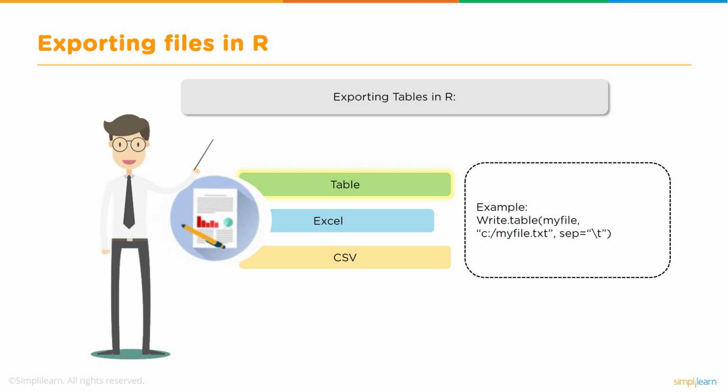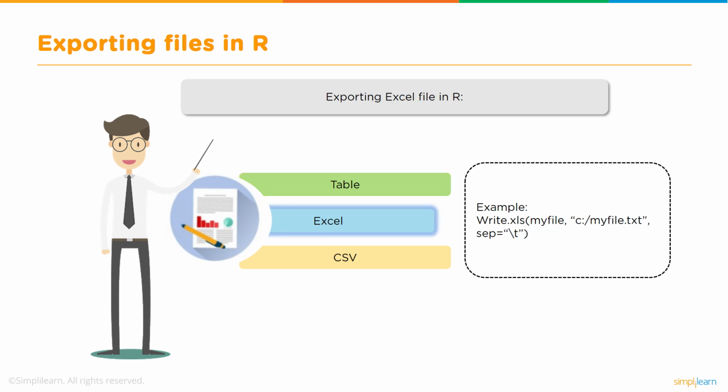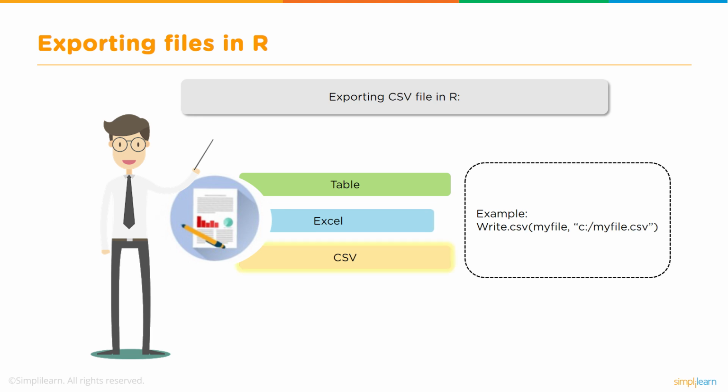And just like it's easy to import the data, you can also export tables in R. So you can see here, write.table, myfile, myfile.txt, comma, sep. And the backslash t just means it's tab separated, so if you're using tabbed files. For example, Excel: you can write a .xls to myfile. In this case, they set sep equals backslash t, so it's a tab separated Excel file. CSV, same thing. Very easy to write a CSV file to your computer once you've changed or altered the data depending on what you're doing with it.